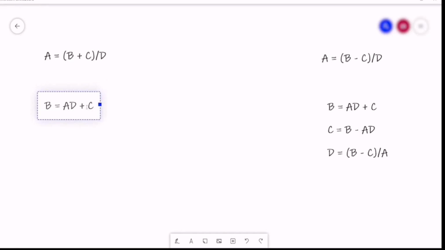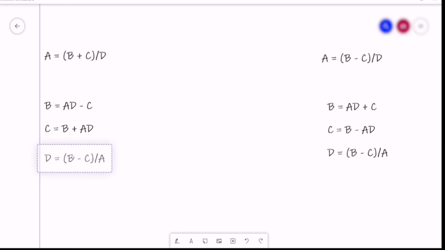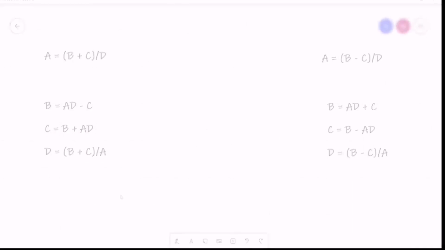So all I have to do is just change the sign. So instead of AD plus, you're going to have AD minus C. For C is just B plus B. And for D, we're going to have the quantity of B plus C all over A. So those are its corresponding formulas.